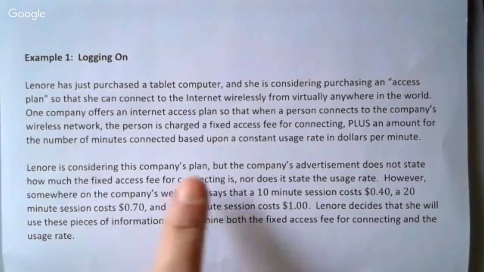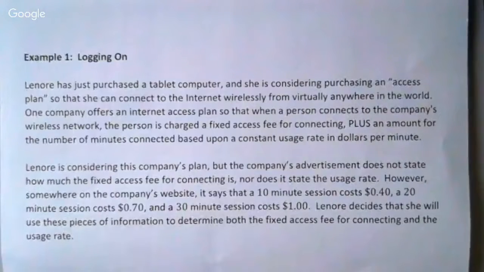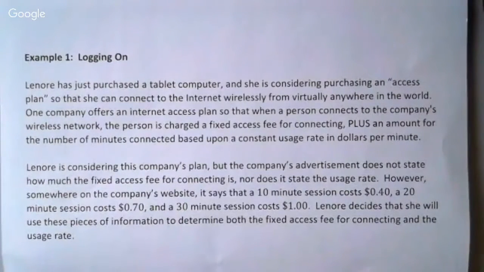Lenore is considering the company's plan, but the company's advertisement does not state how much the fixed access fee for connecting is, nor does it state the usage rate. However, somewhere on the company's website, it says that a 10-minute session costs 40 cents, a 20-minute session costs 70 cents, and a 30-minute session costs $1. So Lenore decides that she will use these pieces of information to determine both the fixed access fee for connecting and the usage rate.